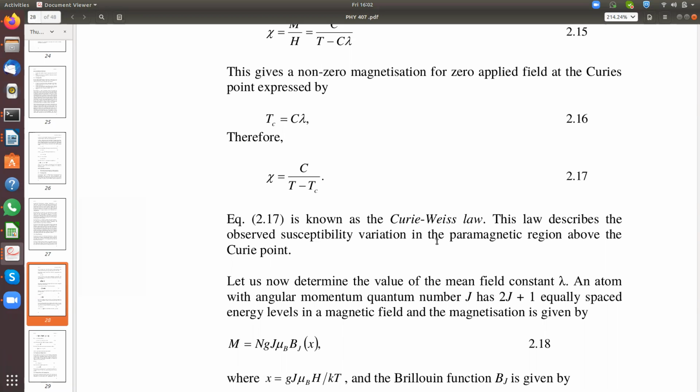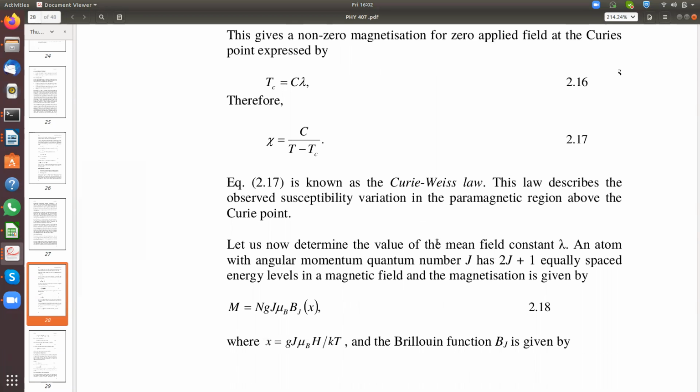So we continue from that place today and see how far we can go by trying to extend our discussion to antiferromagnetism today. So let us now determine the value of the Weiss field constant lambda.